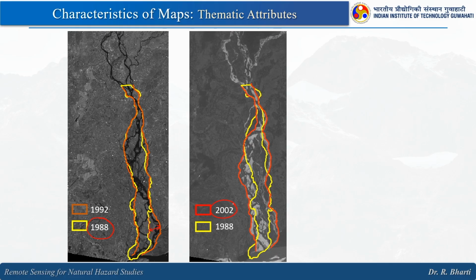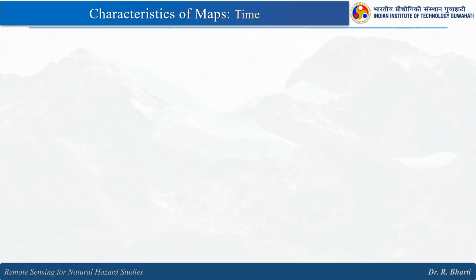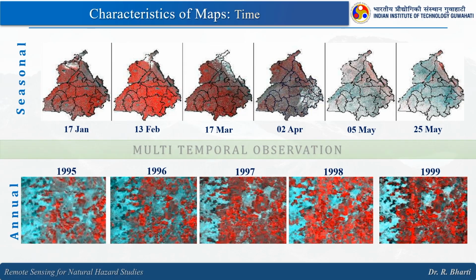Now, in 2002 with respect to 1988, how this has changed, right, and 1988 to 2014 how it is shifting. So, the whole river has been shifted. So, this is one very good example of how thematic attributes work and what information you can display using the thematic information. This is another example where time is referred.